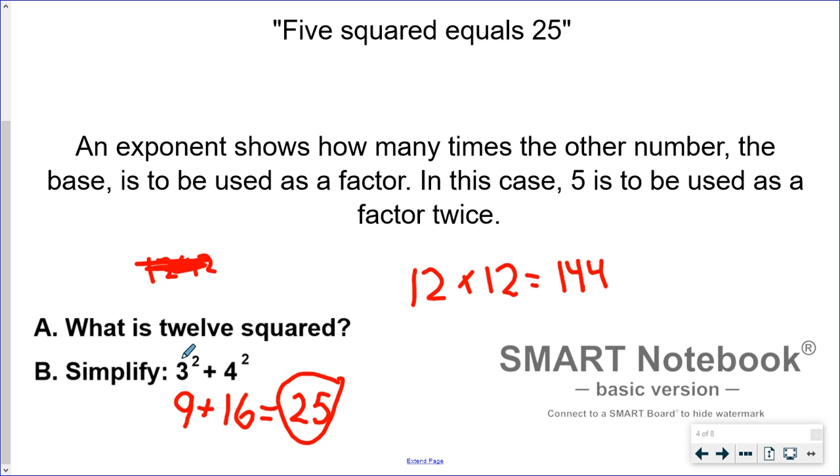So let's say, for example, someone messed up and accidentally added first. Let's say they did 3 plus 4. Well, 3 plus 4 is 7. And then if you square 7, 7 times 7 is 49. That does not get me 25. So that's why you want to make sure that you don't add first. Get rid of these squares first before you add, and that'll get you the right answer.